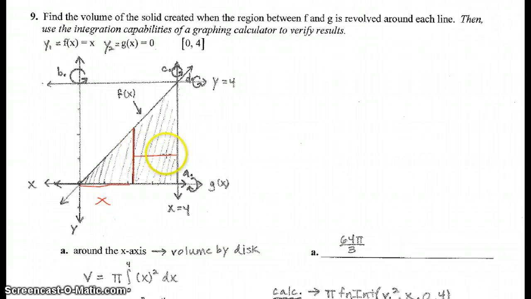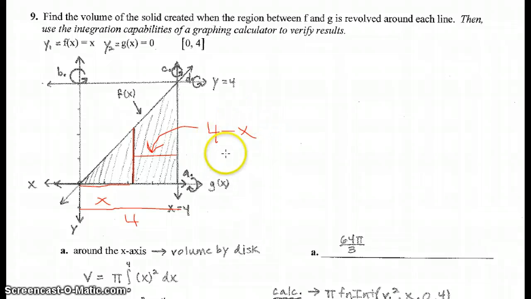So what is this distance? Well, keep in mind that from the y-axis to what we're revolving around is a distance of 4. So if this whole distance is 4 and this distance is x, then that means our radius is 4 minus x. So to set up our integral, it'll be 2 pi times the integral from 0 to 4 of our radius, 4 minus x, times our height, which is just the f of x function, x, dx.